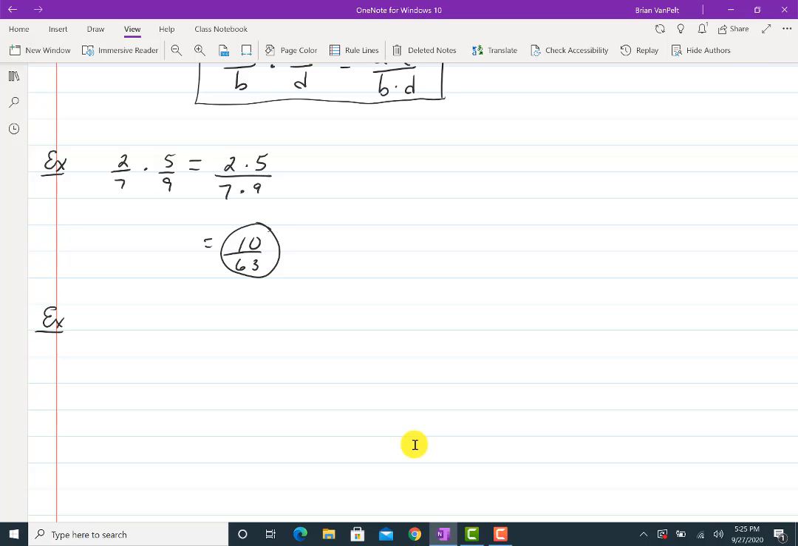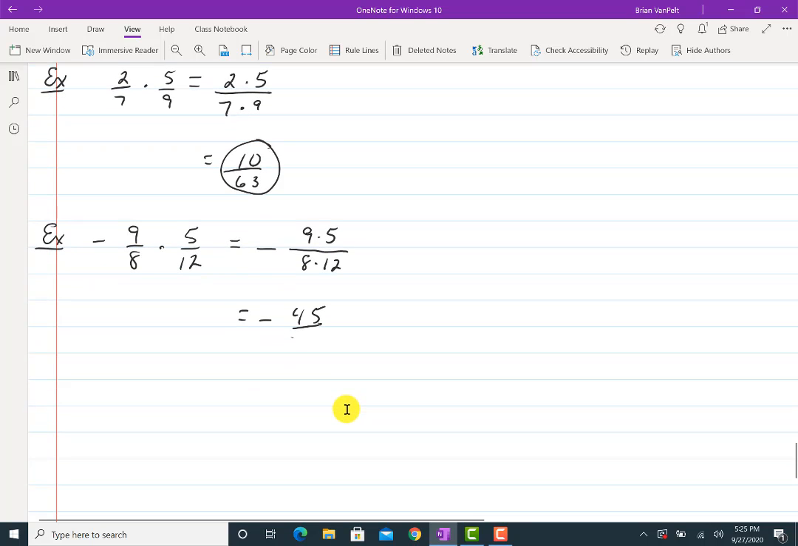Let's do another one. Negative 9/8 times 5 over 12. Now you should know that the answer is negative because a negative times a positive number is negative. So my answer will be negative. So in the numerator I'm going to have 9 times 5. In the denominator I will have 8 times 12. 8 times 12 is 96. And there you go.